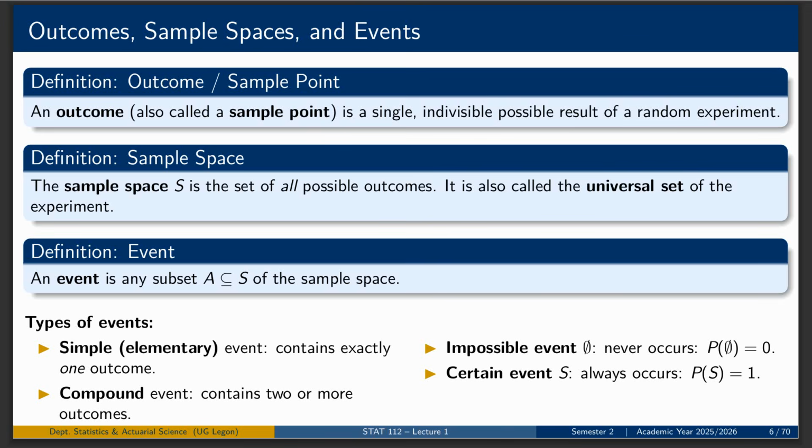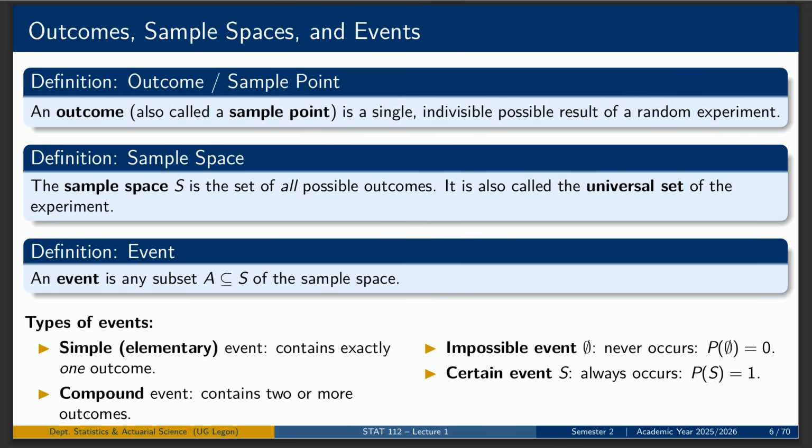Then event. An event is any subset of the sample space or the universal set. So what are some of the events? We have the simple event that contains exactly one outcome, just like your outcome. So a head shows up. A tail shows up. It rains. You pass an exam. You get an A. That's just one single outcome.